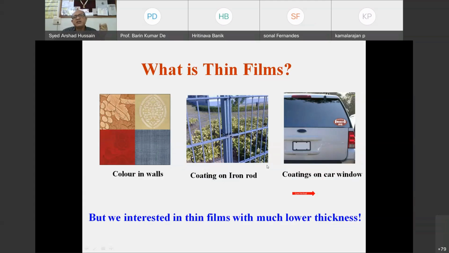Now, the LB technique is a thin film formation technique. So what is a thin film? You can see in this cartoon color on the wall, or maybe on rods, or paint on the car window. All these kinds of materials are some kind of coating. But in electronics we are interested in thin films which are much lower in dimension, much lower in thickness, of the order of nano to micro level.